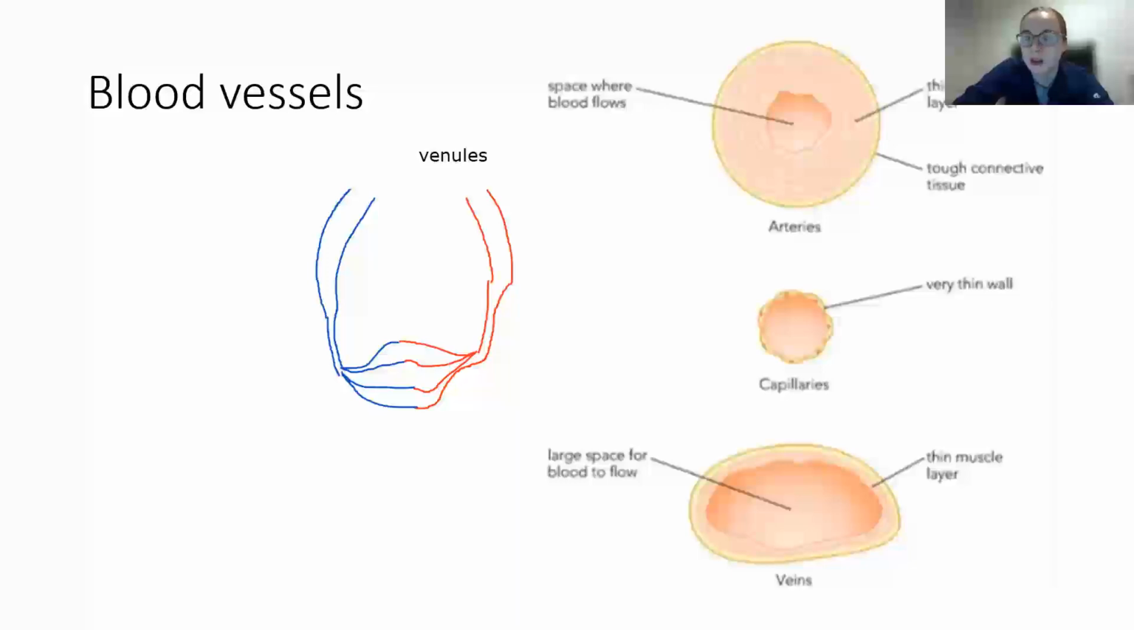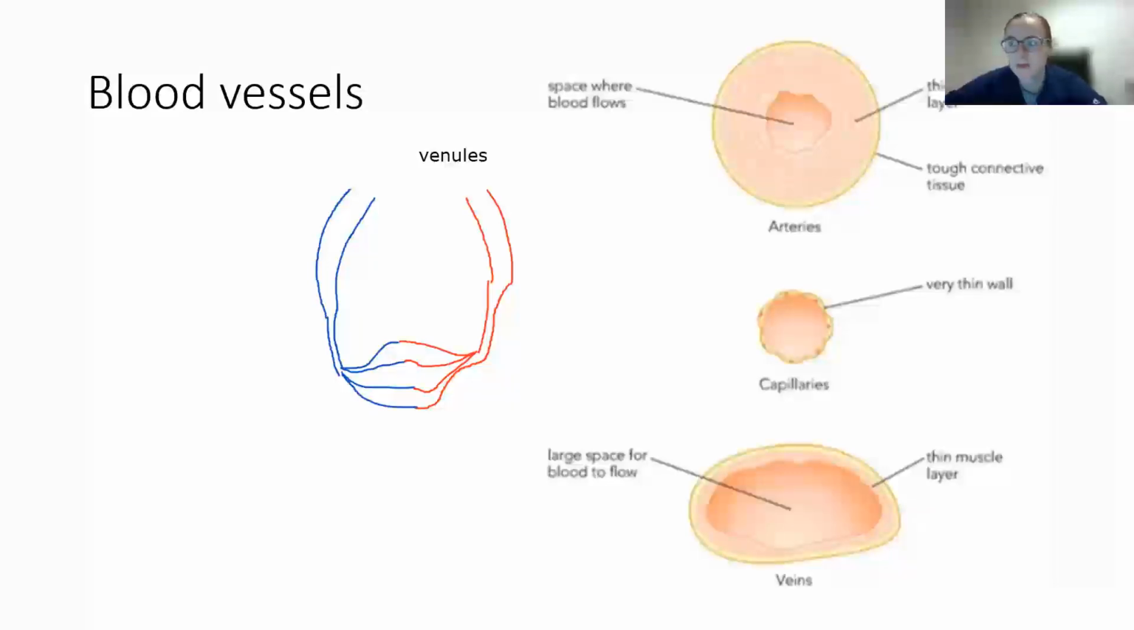If we look at the diagram I've got here, you can see that veins have a relatively large lumen compared to the capillaries that had a relatively small lumen. So if in an exam you're asked to identify whether this is an artery or a vein, you're going to look at the wall of the vessel and the lumen of the vessel. Arteries will have a larger wall, smaller lumen. Veins will have a larger lumen and smaller wall.